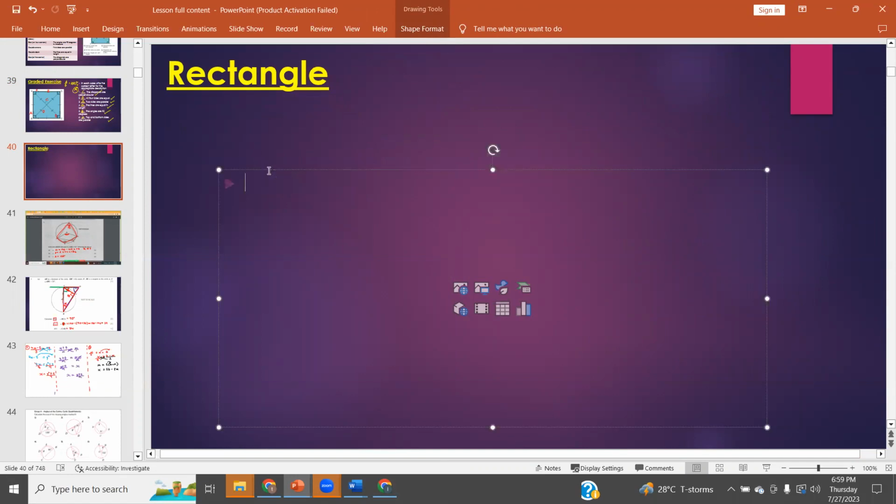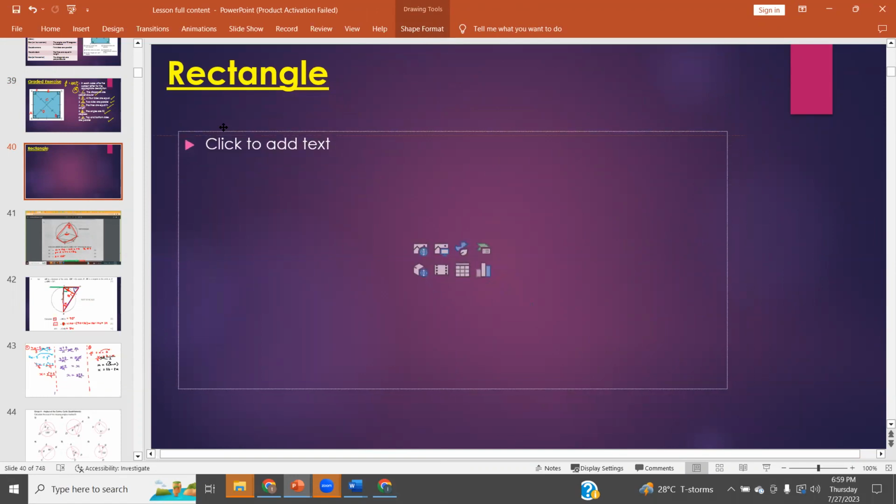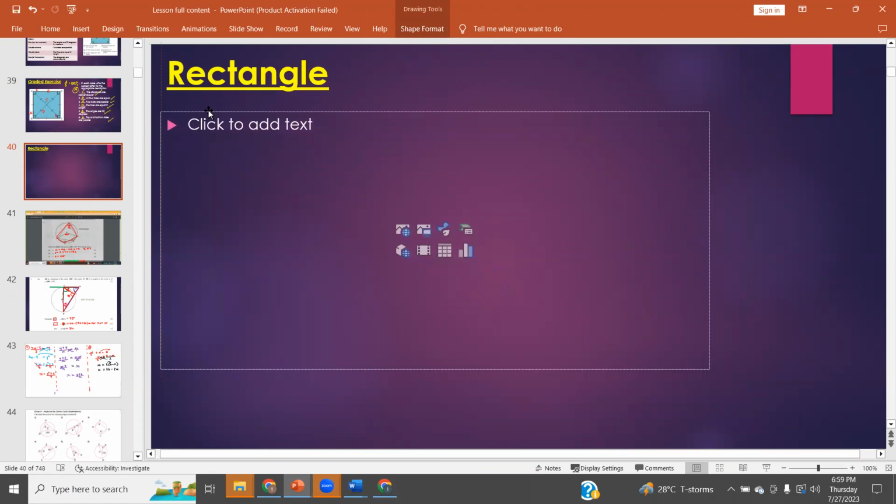So what do we know about a rectangle, right? Obviously it has 4 sides, that's a given. But for a rectangle, are the 4 sides equal to each other? No. For a rectangle, the 4 sides are not equal.